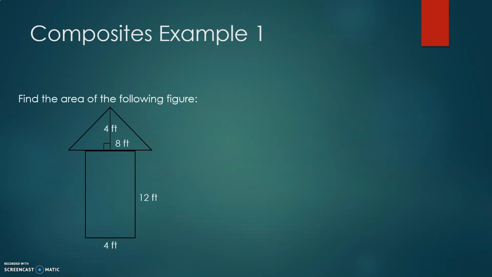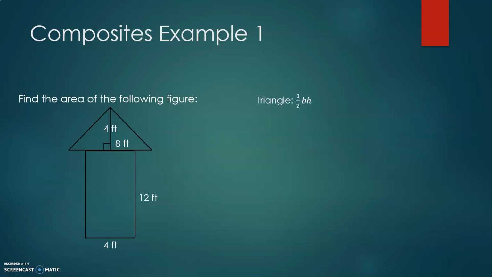Okay, so let's take a look at a couple of composites. So here we have a triangle, okay, on top of a rectangle. So that means we need to find the area of this triangle. We need to find the area of this rectangle. And then from that, we can then determine both of them.